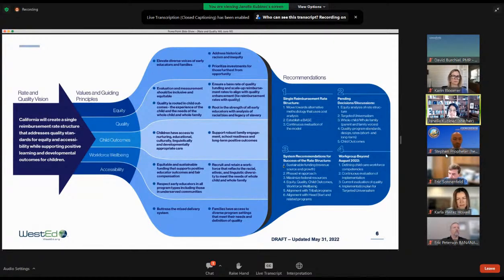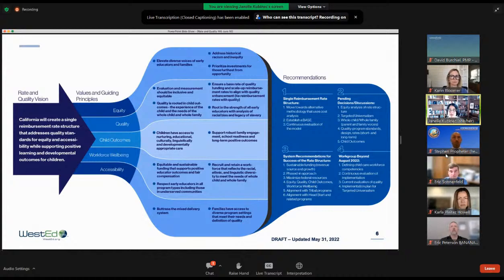These are really important conditions if we're going to be successful in the rate structure, including the sustainability of the funding, taking a phased-in approach, but also I think we've heard loud and clear from the work group, not taking this as something that is taking too long. So getting it so that we can manage and see results, being able to maximize other funds, really pulling together the concepts of equity, quality, child outcomes, and workforce well-being.